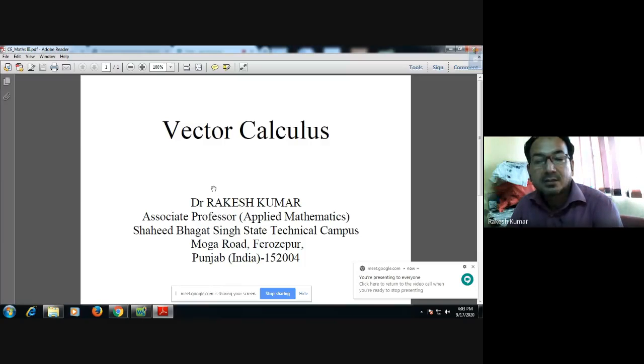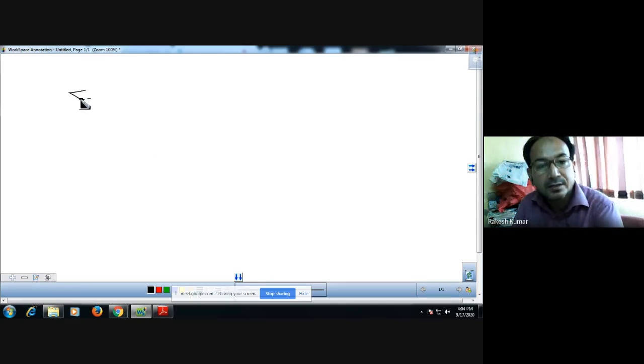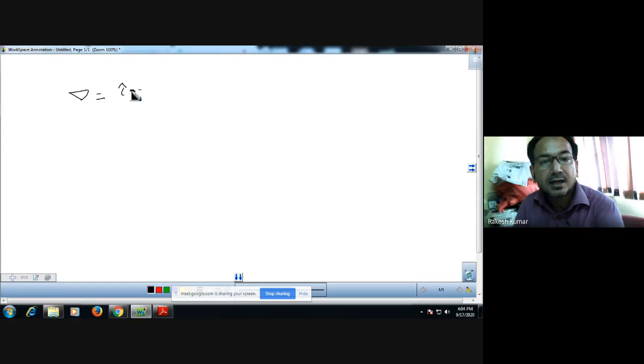Vector calculus, and we have to continue with that. In the last class, we defined what is the vector point function and what is the scalar point function. Now, let us continue with that. With the definition of a vector point function and scalar point function, we were able to define del, and your del was i cap del by del x plus j cap del by del y plus k cap del by del z.